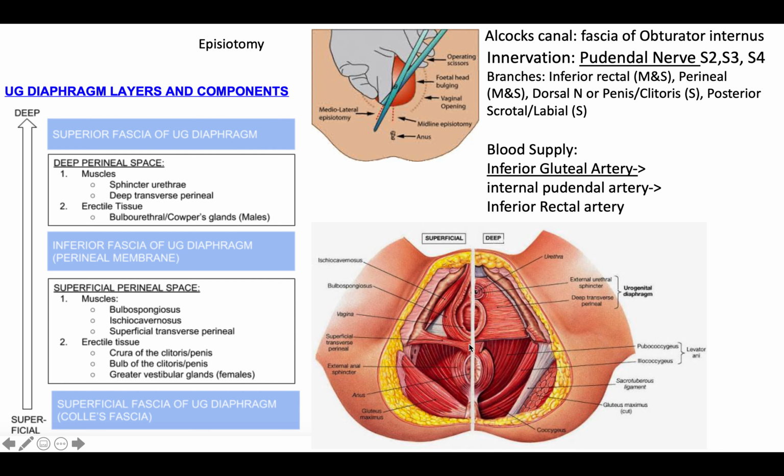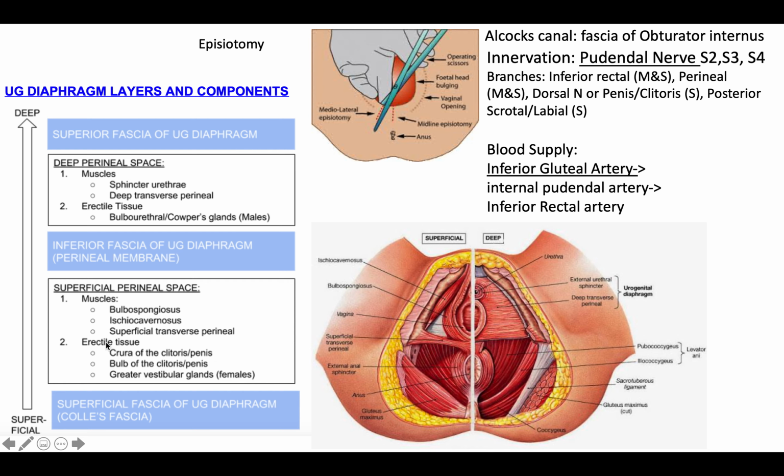The perineal body is a very significant structure because it is the common attachment for many of these muscles throughout your perineum. So it is exceptionally important to know about that as well. And within the superficial space, you have all of your muscles.